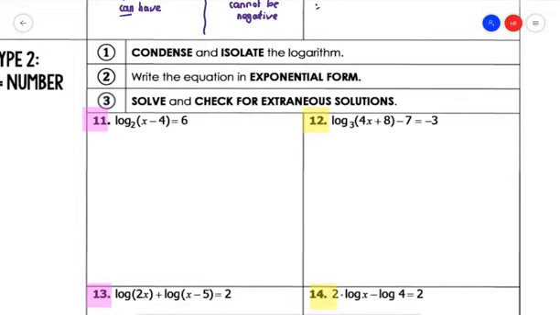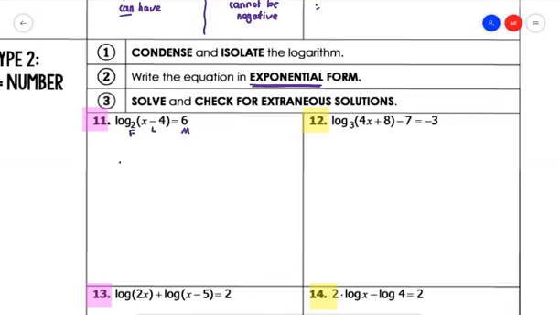Now the other type of solving with our logarithms is when we have the log equals a number. We can't compare two sides when there's only one log to work with. So when that happens, we'll convert it to exponential form and then solve. On this one, we've got log base 2 of x minus 4 equals 6. I'm going to convert it.